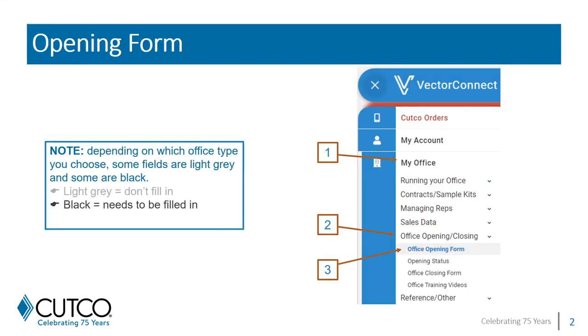Many important behind the scenes things have to happen to get your office open, and filling out this form gets all of that rolling. To find this form on Vector Connect, select My Office and click the Office Opening Closing button. This is where you will find your office opening form. Within the office opening form, there are tons of helpful documents you can click to try and answer any questions you may have along the way.